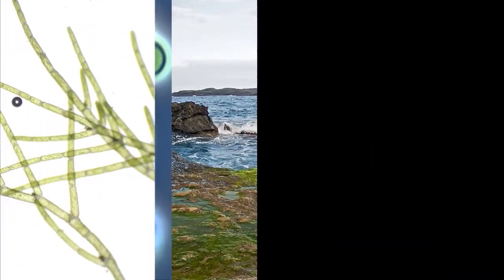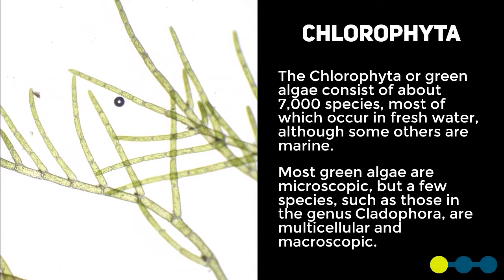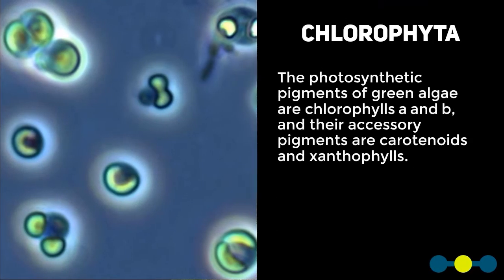Chlorophyta. The Chlorophyta or green algae consist of about 7,000 species, most of which occur in fresh water, although some others are marine. Most green algae are microscopic, but a few species, such as those in the genus Cladophora, are multicellular and macroscopic. The photosynthetic pigments of green algae are chlorophylls A and B, and their accessory pigments are carotenoids and xanthophylls.